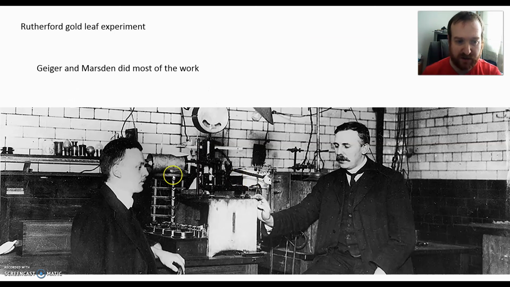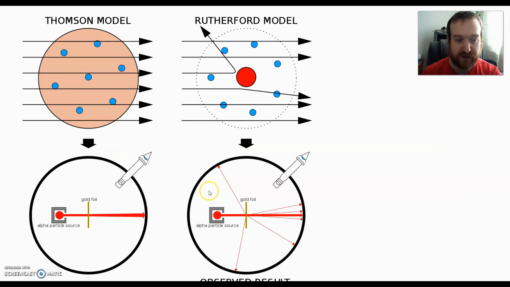So if you look at the bit of kit here, this is a little telescope that moves around the system, and Marsden or Geiger would sit there for hours counting every time an alpha particle went down this tube and had a tiny little flash on this fluorescent screen, like an old television screen. And it took a long time to get the results.